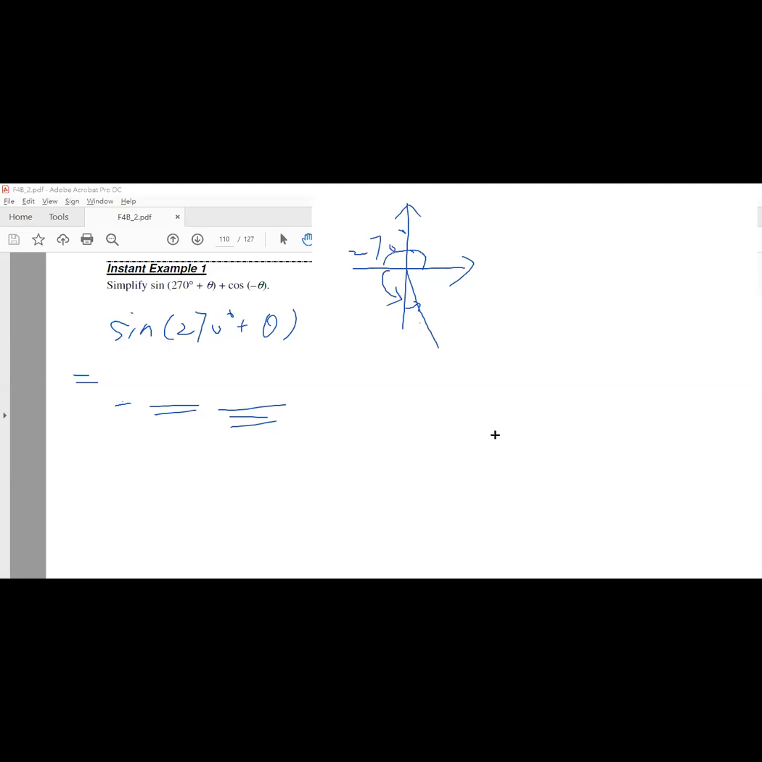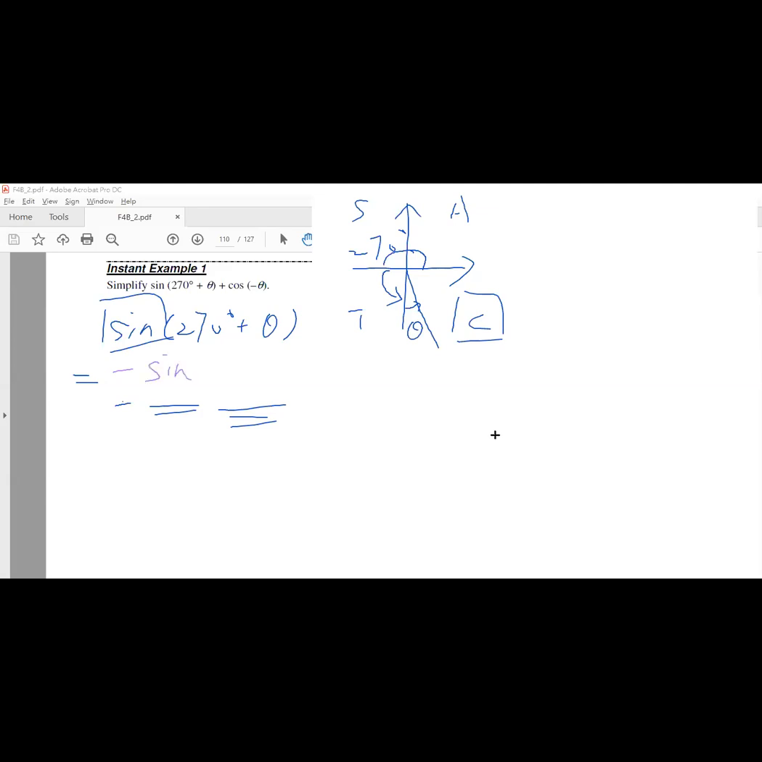And then this is theta. According to the ASTC rule, this is the C box, the box of cosine. But we are sine, so we will get a negative here. And then for the second part, we just copy the sign, negative sign.